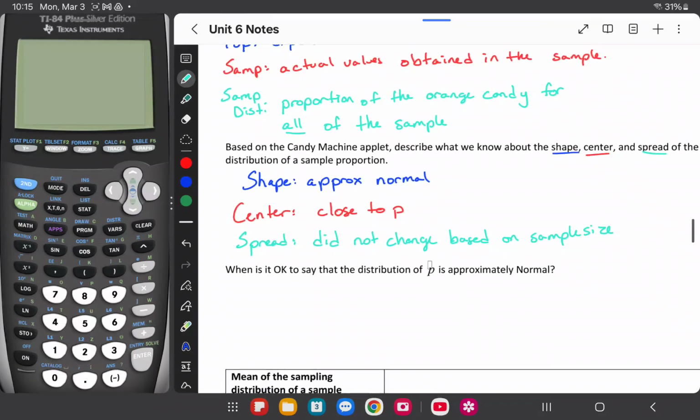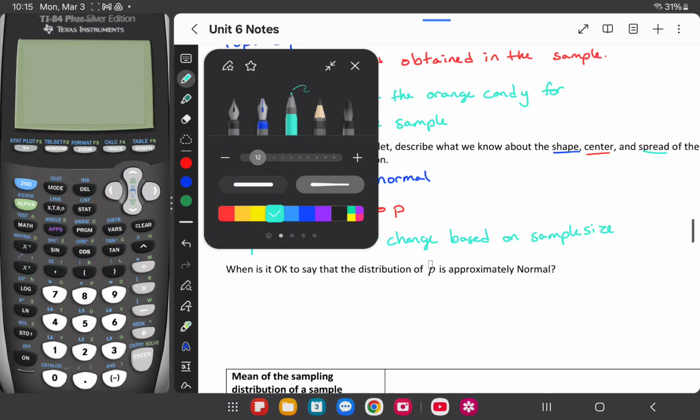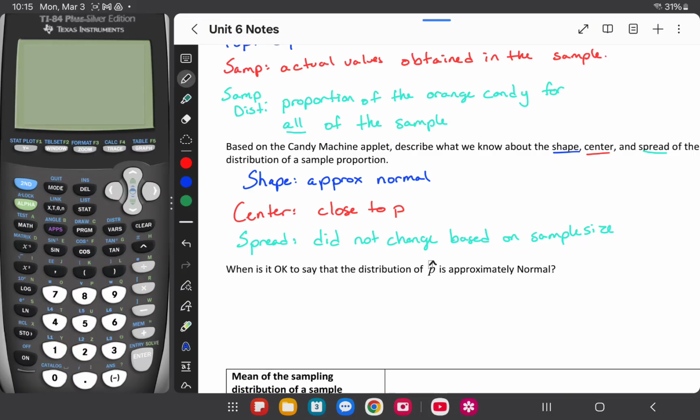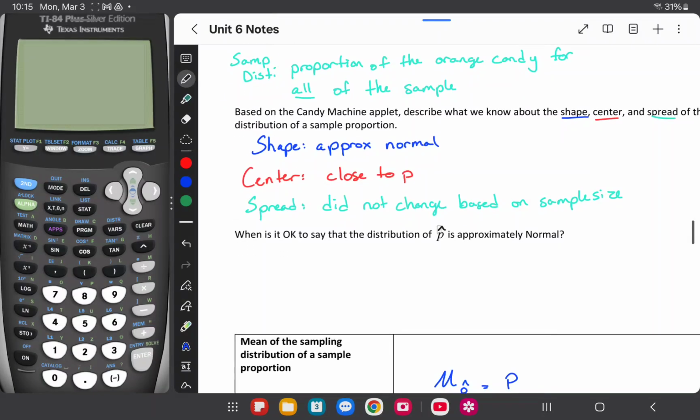So when is it okay to say that the sampling distribution of p hat is approximately normal? Well, that's when the sample size and your number of samples get to be large enough. When the sample size and your number of samples are large, that's when it's okay to say that it's approximately normal. So let's talk a little bit more about each of those criteria, because we're going to be using those a lot when we talk about these sampling distributions.